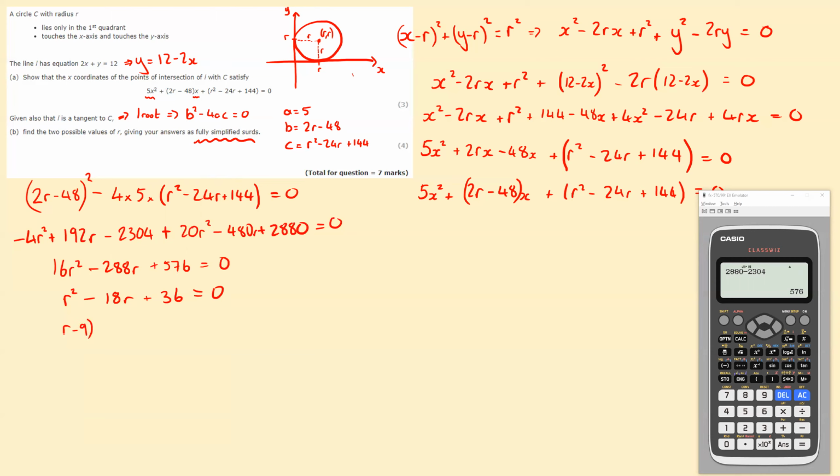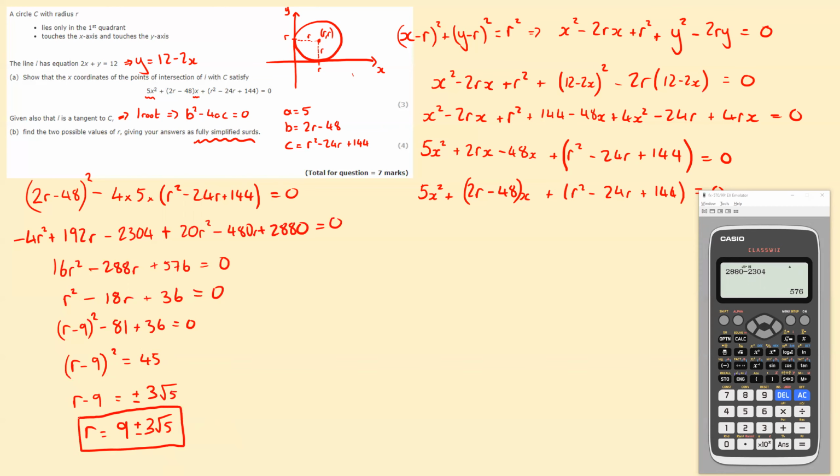So r minus 9 all squared minus 81 plus 36 is equal to 0. Minus 81 plus 36 is minus 45. So I get r minus 9 all squared is equal to 45. So when I take this across, and then square rooting, I get r minus 9 equals plus or minus the square root of 45. Now the square root of 45 is actually 3 root 5. I'm just going to skip straight to that. So r is equal to 9 plus or minus 3 root 5. And that's going to be my two answers there in simplified surd form. Hope that helps.